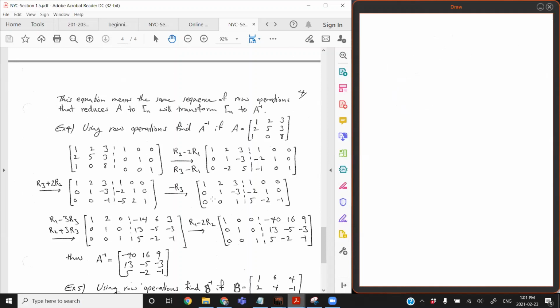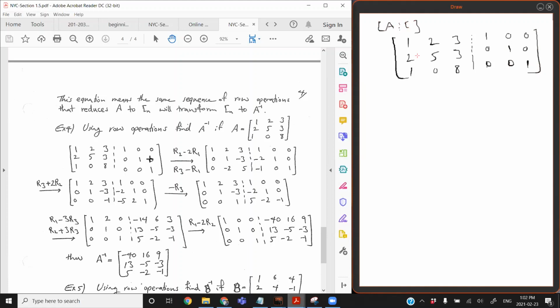So we're going to use this method to find the inverse of this matrix here. We have the matrix 1, 2, 3, 2, 5, 3, 1, 0, 8. So what we do is we're going to put I next to it. So this is A that's given, and we're trying to find A inverse. So that's the first step we take. We put A here and we put I next to it. We put A and then we put a dashed line and then I, like that.